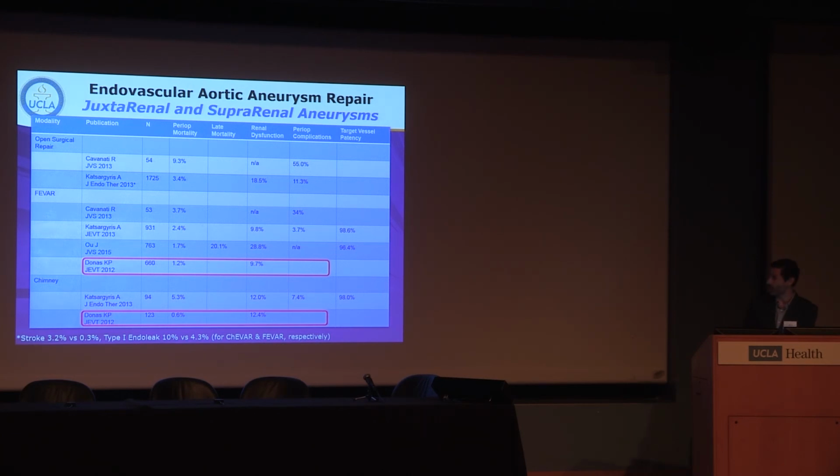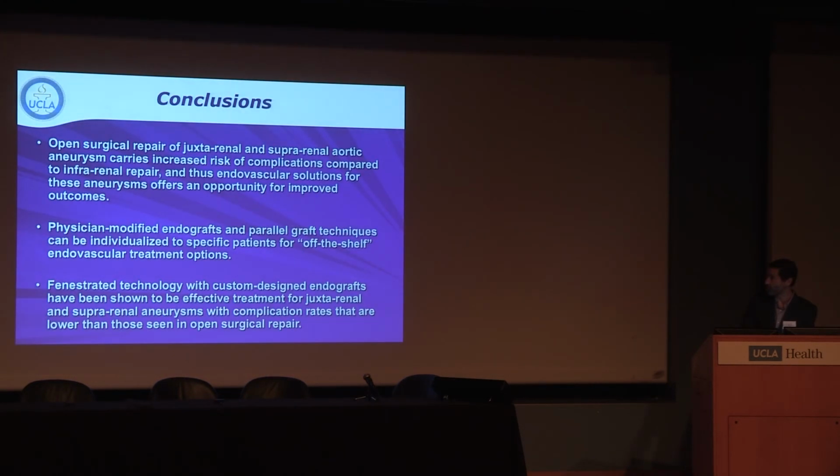Finally, in this study, specifically looking at FEVAR and chimney, again, same sort of trends: low overall mortality rates, possibly a lower rate of renal dysfunction with the fenestrated approach compared to the chimneys. So in conclusion, I'd say that open surgical repair of juxtarenal and suprarenal aortic aneurysms carries increased risk of complications compared to standard infrarenal repair, and thus endovascular strategies or solutions for these aneurysms are really ideal in many ways.